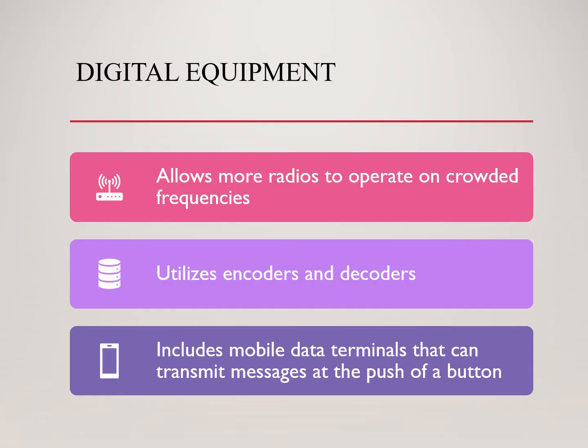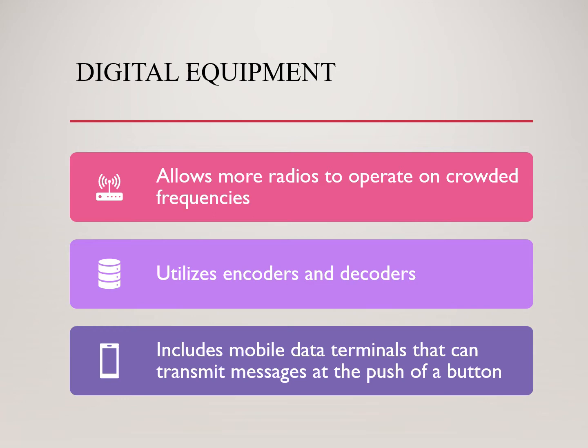Okay, now, digital equipment. What digital equipment allows is more radios to operate on crowded frequencies. So we have different bands. Now, it utilizes encoders and decoders. Without getting super technical, what you can think about is almost like your talk to text on your phone that a lot of people use now.